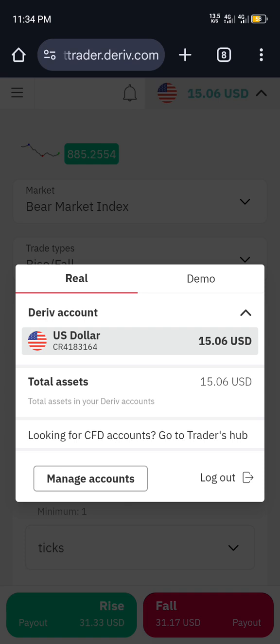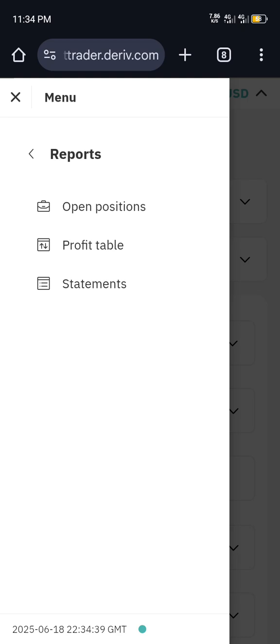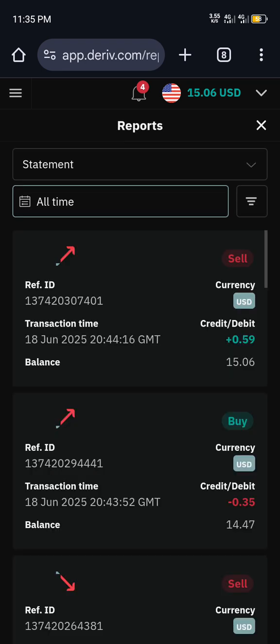You can check, it's the same account. Let me show you from the report. We go to the statement. You see the same date. You can check the date. Today is 18th of June. You can see from the account statement. Okay, it's loading. Now check the date. You see 18 June 2025.